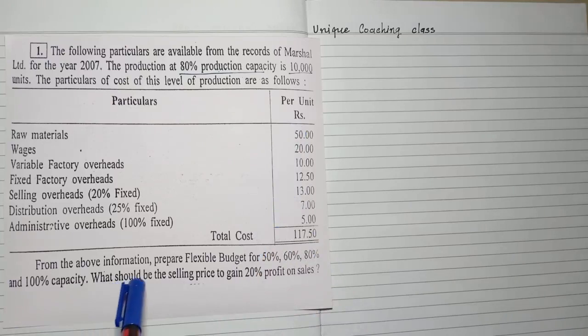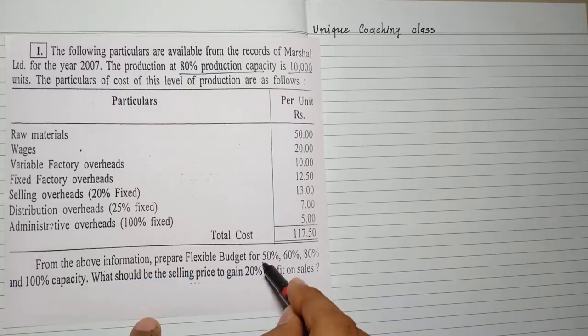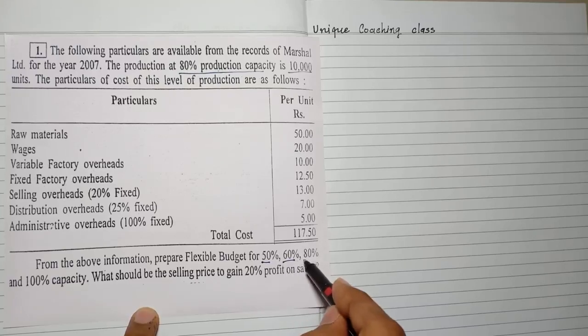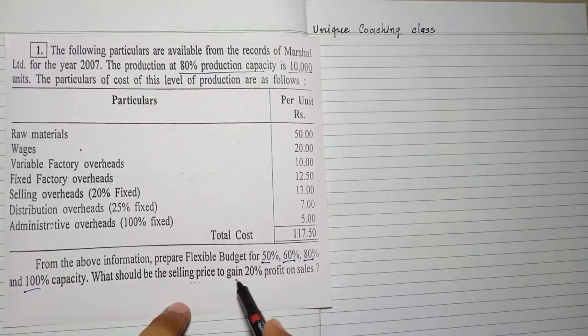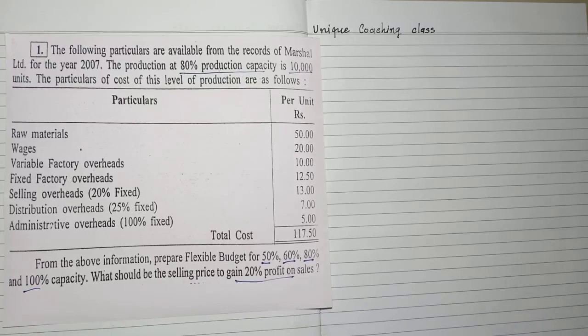From the above information, prepare a flexible budget for 50%, 60%, 80% and 100%. We have to prepare it for 50, 60, 80 and 100. What should be the selling price to gain 20% profit on sales? Okay, so first of all we prepare the budget and then we will find out the price.